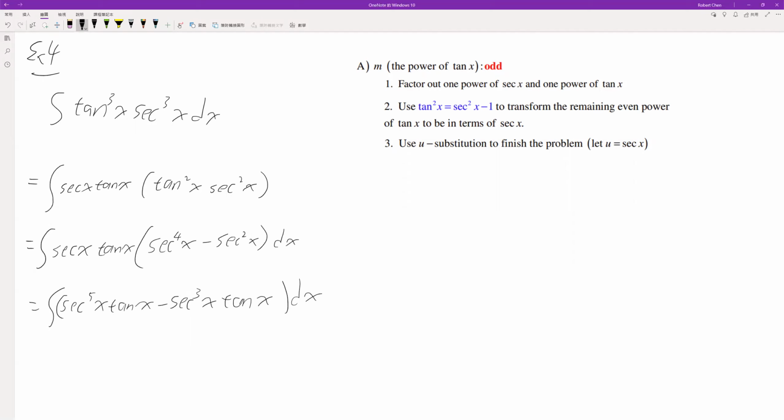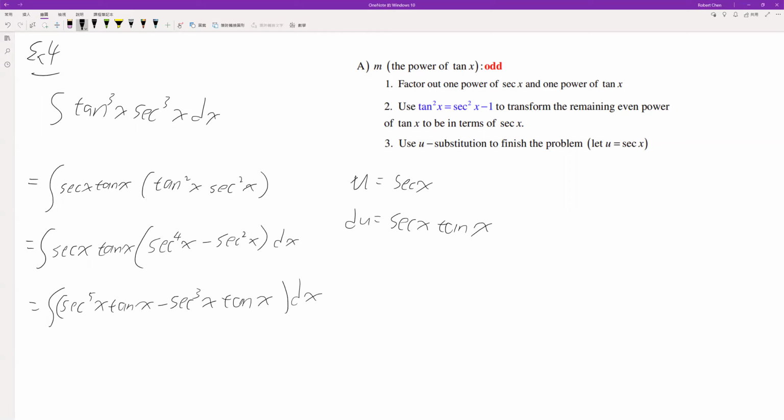All right, next replace everything with u sub. So secant tangent, if tangent is power 1, then we know that the derivative of secant is secant tangent. So we can start from there. Let u be secant x, and du is secant x tangent x.